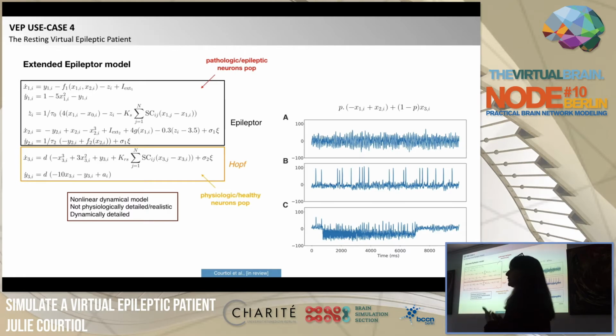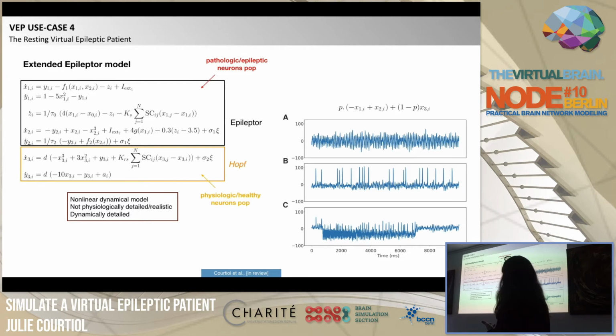But we know from a lot of studies that resting state is not just noise. We have some structure inside. So we need to put the system in a certain configuration that is able to reproduce this resting state, a combination of noise and oscillations. In TVB, if we put the system in such a configuration, we will lose one of the markers of the interictal state, the interictal spikes. So we cannot do this with the Epileptor. We need to extend it and add another population.